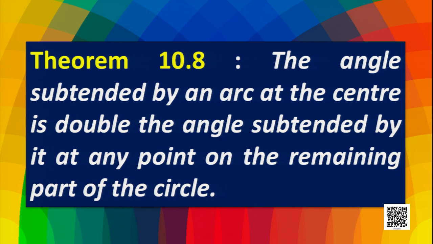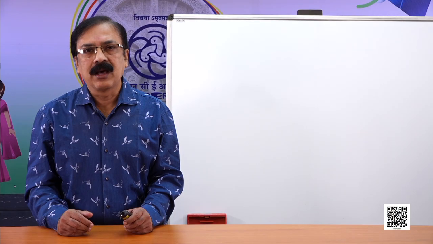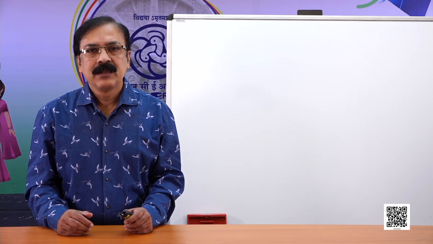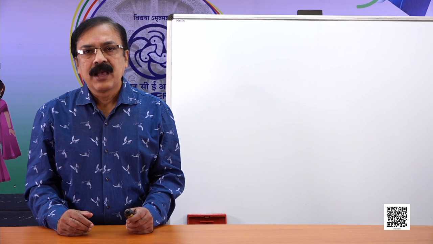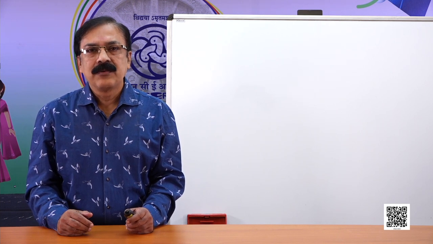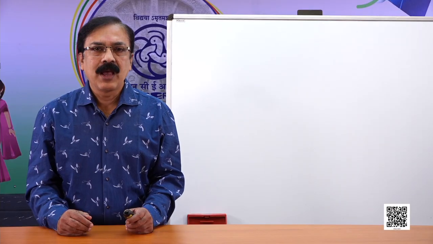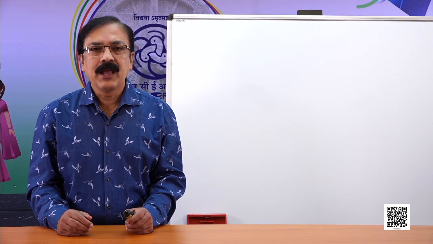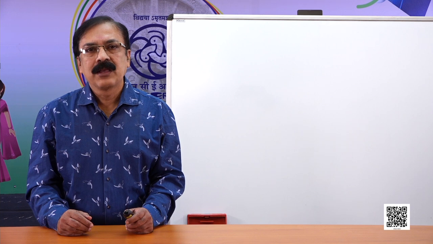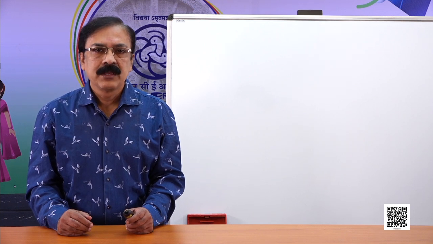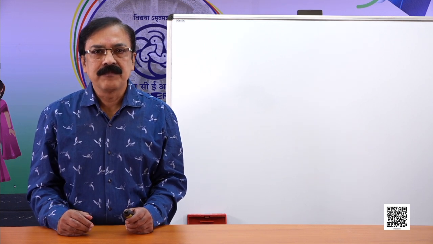We have discussed it earlier. Let's see what is the relation we have already discussed. That is, angle in the same segment of a circle are equal. Previously, we have proved it. Today, we will discuss the converse of this theorem. So, what is converse of this theorem?